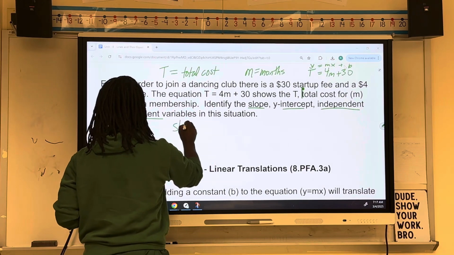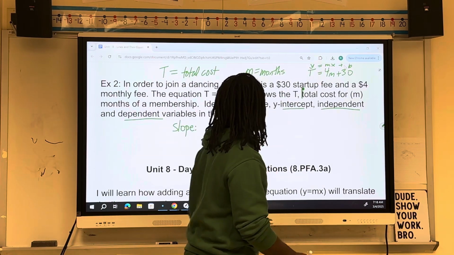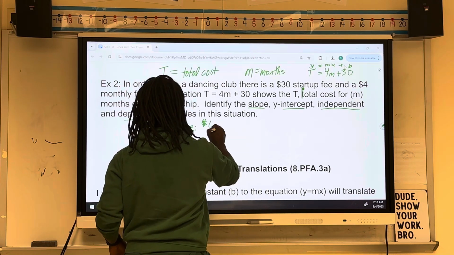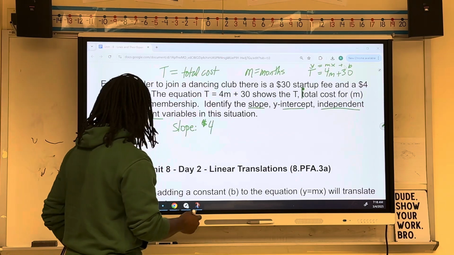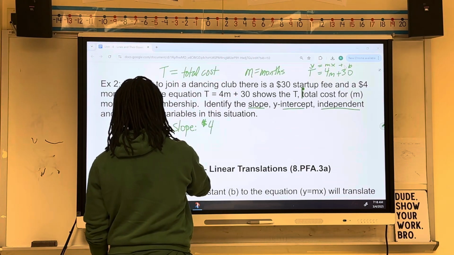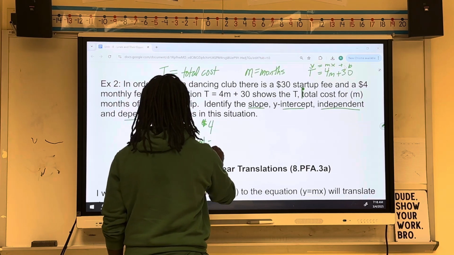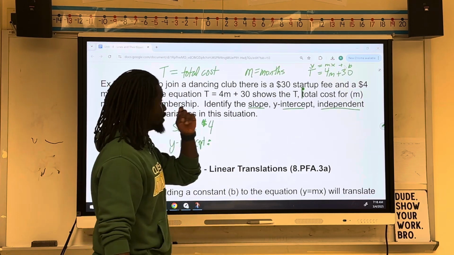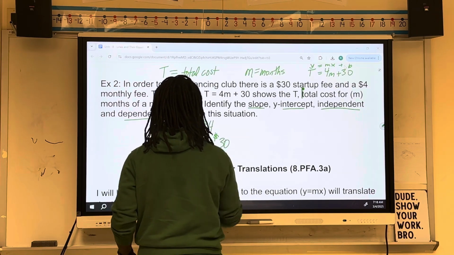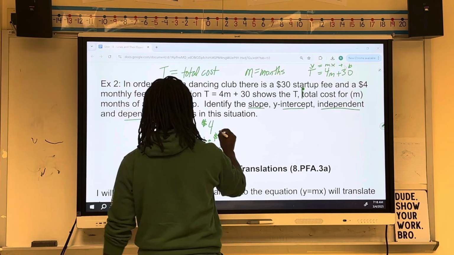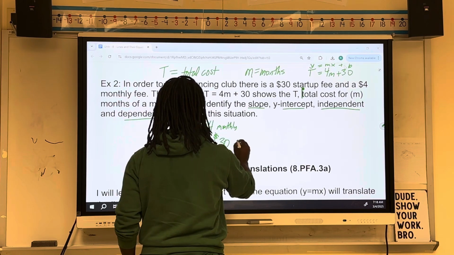Our slope in this situation is the M, and that is the $4 monthly. Each month you have to pay the $4, so the slope is the 4. Then the y-intercept is going to be the b, which is the $30, the startup fee. I'm going to write this here, I think that could be helpful: startup fee.